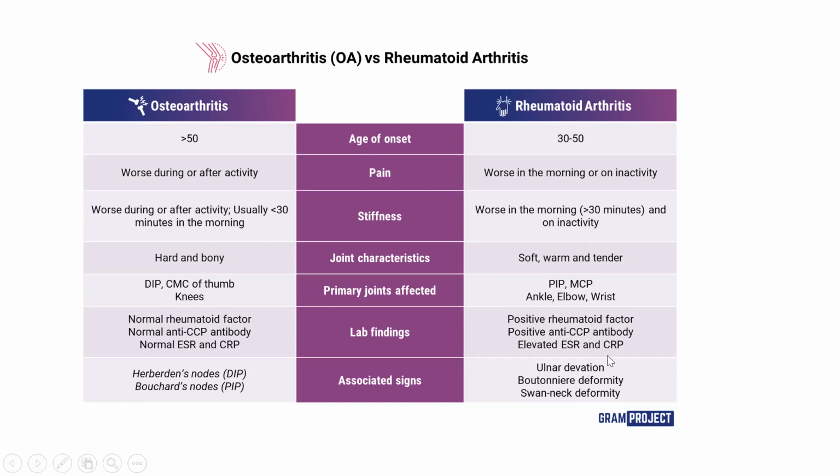Now, if you have a question that a patient came to you with pain in, for example, the knee joint and has elevated ESR and CRP, what would be your diagnosis? You must diagnose rheumatoid arthritis. Okay.